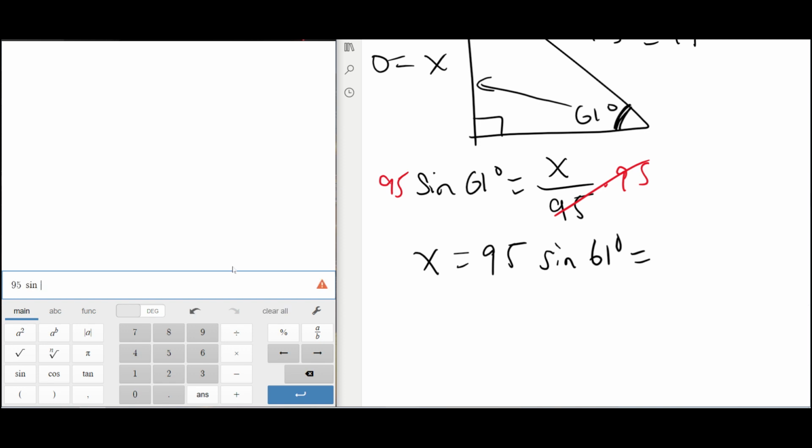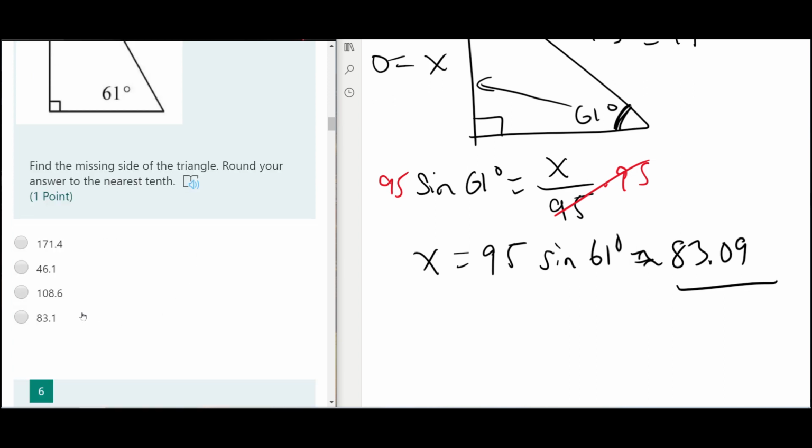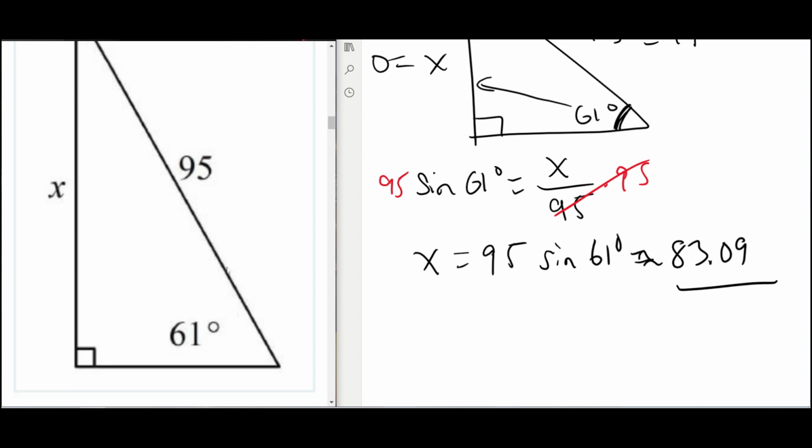But notice that I showed my work here. So 95 sine of 61, and then make sure that this is set to degree mode. If you move it, if you click on it, it'll set it to radians. So you want to set it to degrees, 61 degrees. So that's 83.09-ish, okay? And then let's go back here. So they rounded it to the nearest 10th, so it's going to be 83.1.